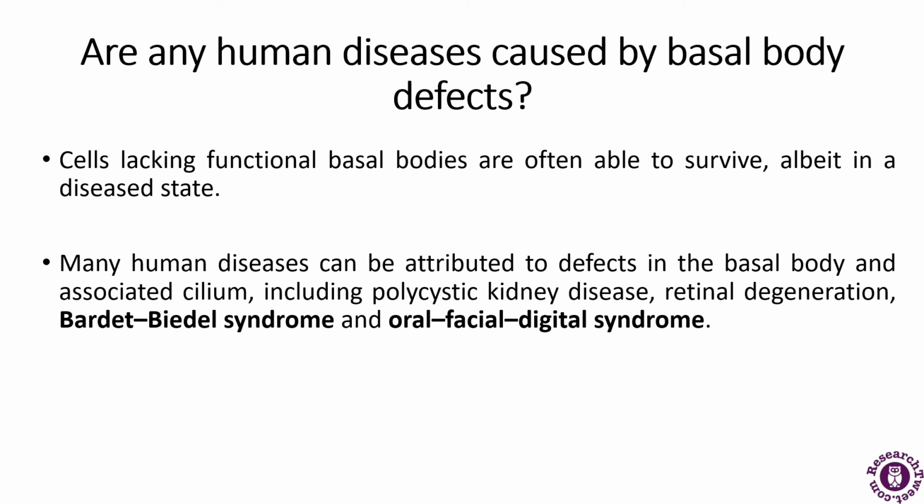The next question is, are there any human diseases caused by basal body defects? Cells lacking functional basal bodies are often able to survive, albeit in a disease state. There are many human diseases which can be attributed to defects in the basal body and associated cilium, including polycystic kidney disease and retinal degeneration. So these are some of the diseases caused by basal body defects.